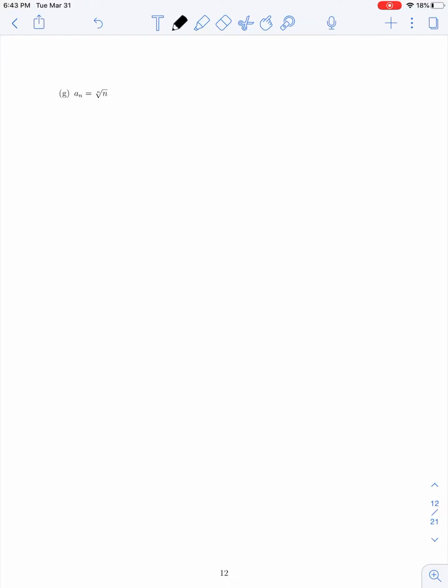All right, so let's look at another one. In part G, we have the nth term of our sequence defined as the nth root of n. If we were to write out the terms of this sequence, we would have the first root of 1, the square root of 2, the third root of 3, the fourth root of 4, and so on. And we want to know, are the terms of this sequence converging to a number or not?